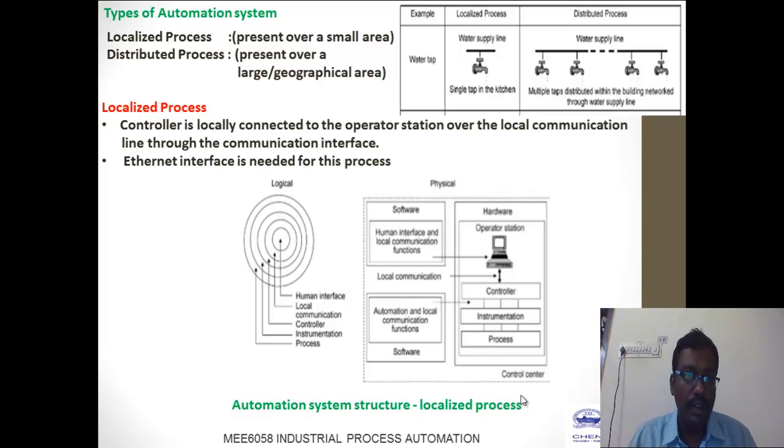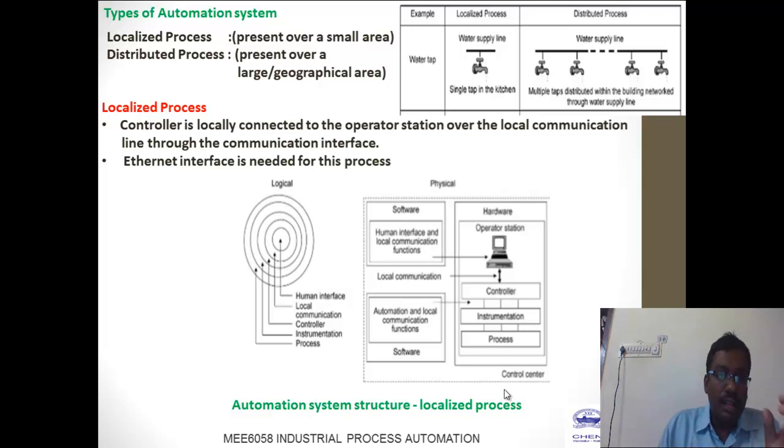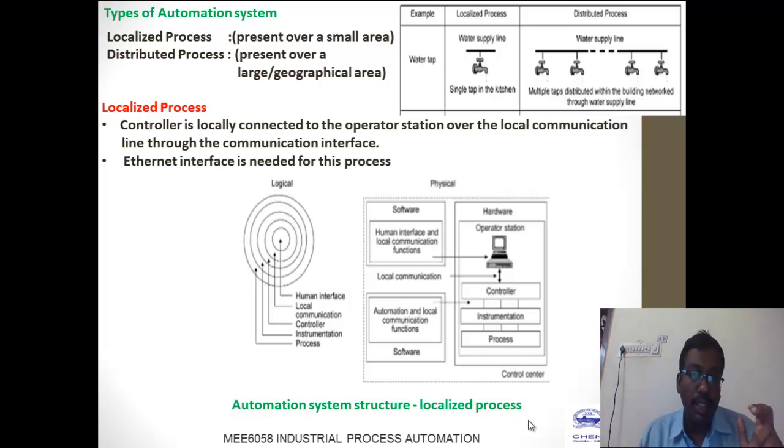In today's class, we are going to see the types of automation system. Actually, the types of automation system are based on two processes: one is the localized process and the other is the distributed process. If we take the localized process, it covers a small area. As I already said, the localized process only focuses on a small area.